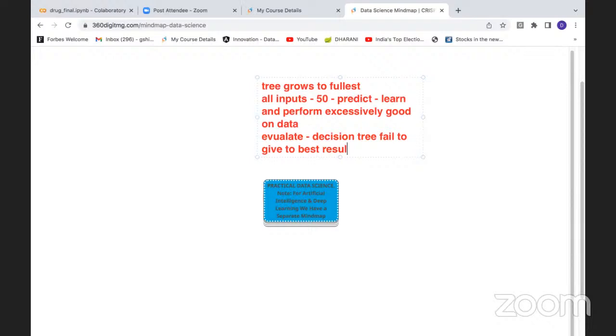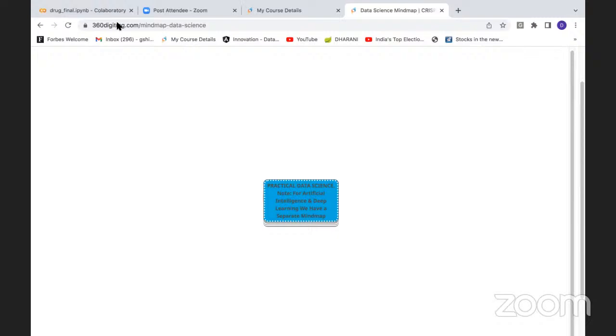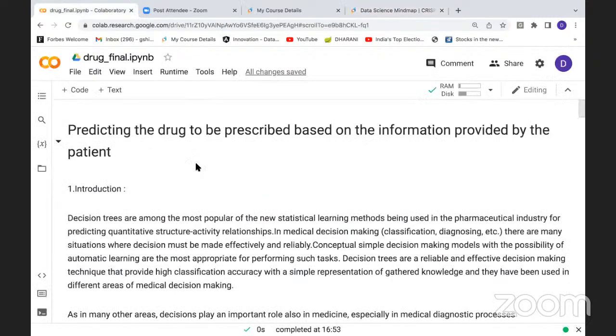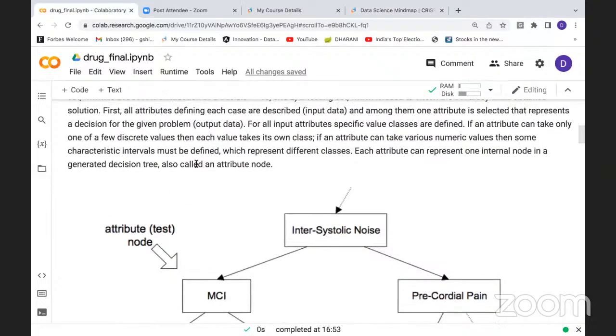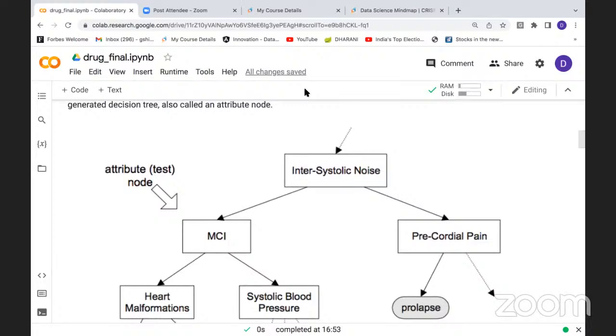Why? Because algorithms have some pros and cons. A decision tree always fails to give the best results on new patients' data, new data. So we have to evaluate it. When you evaluate it, you have to check whether your decision tree has learned the patterns, and whether the rules you got are good or bad rules, and how well it is able to find them. We will take a scenario where you are predicting the drug to be prescribed based on the information given by the patient. So this is the introduction we have added. And we have understood that the splitting of the tree happens based on one particular criterion, which is called entropy.